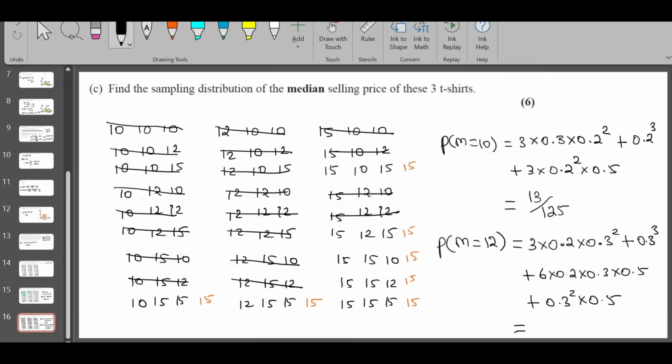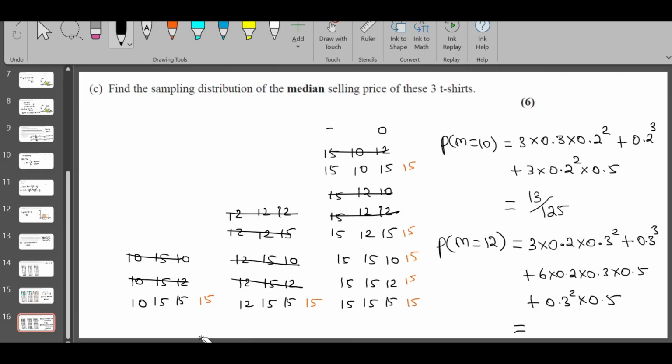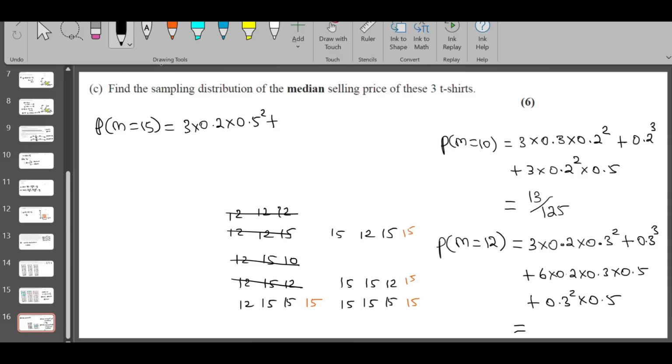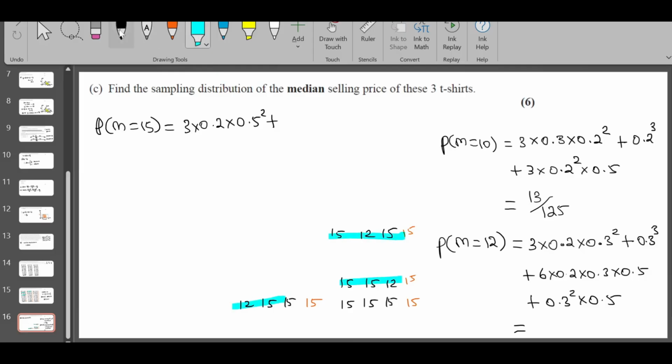Calculate this. And then finally we will find 15 now. Make sure I don't rub off the unfinished one. So when I take P of M is equal to 15 now, it's 10, 15, 15, 10, 15, 15, 10, 15, 15, 3 of them. So 3 times 0.2 times 0.5 square. So we are done with this 3. Rub off this whole thing. And then this is also gone. This is also gone. And then 12, 15, 15, 12, 15, 15, 12, 15, 15. 3 times 12, 15, 15 plus this one 15, 15, 15, 0.5 cubed.